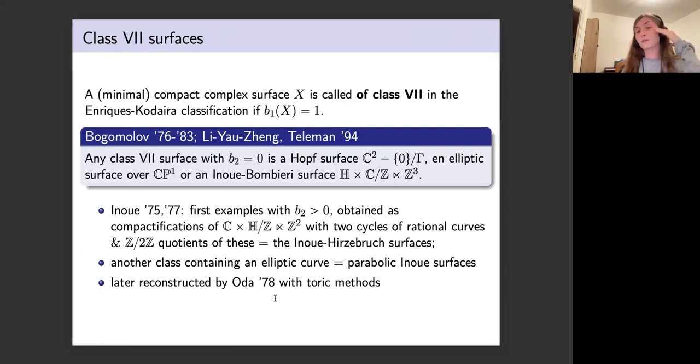construction, but later Oda reinterpreted this construction in terms of toric geometry, and so he reconstructed them with toric geometry. He also constructed some other classes which contained elliptic curves. And these were essentially all the surfaces that we knew at the time of class VII with b2 positive.